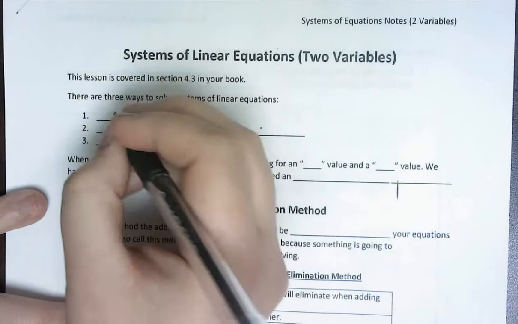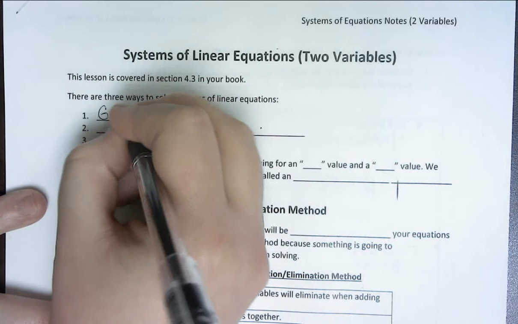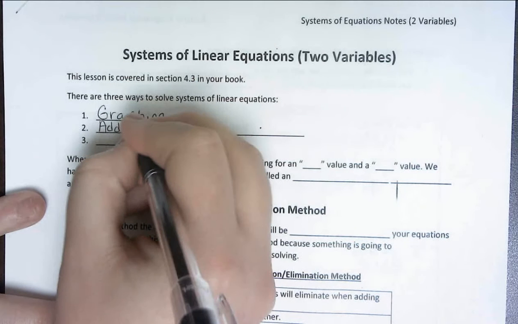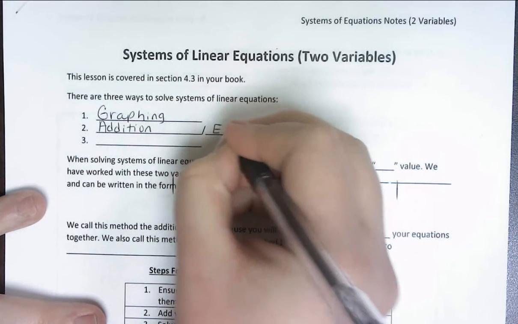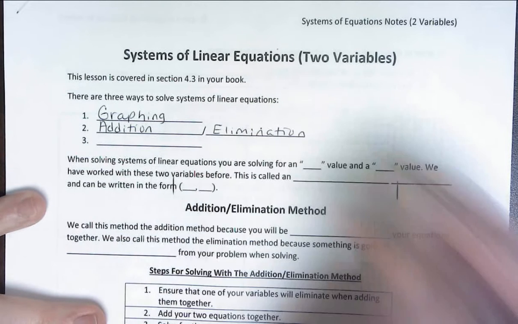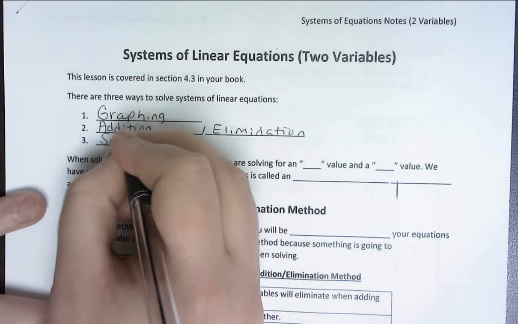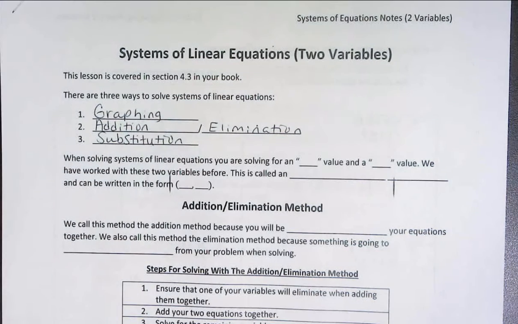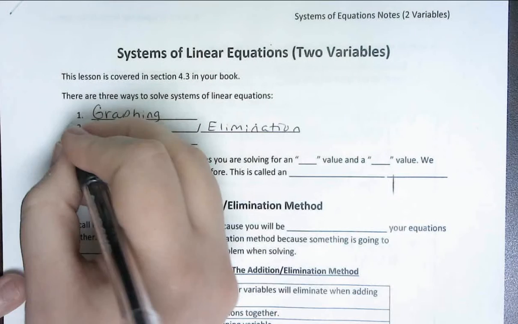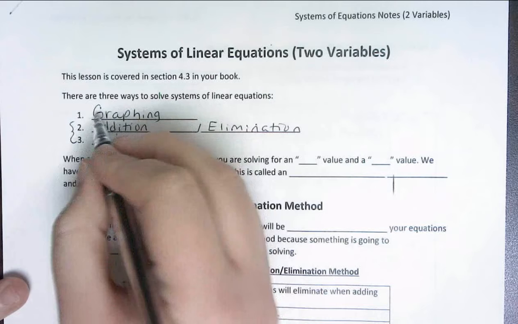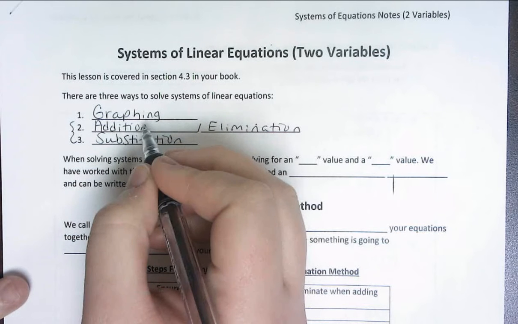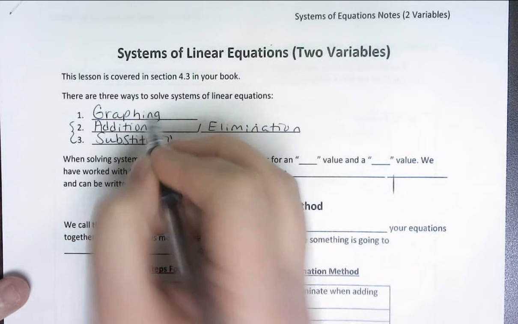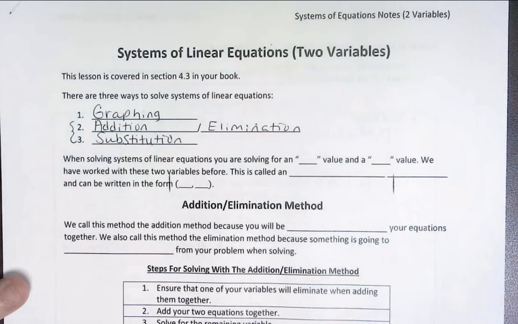The first way is by graphing. Then the addition, otherwise known as the elimination method, and substitution. All right, so we're going to focus on these second two methods. In graphing, we're not going to cover that in this lesson, but all you do is just graph your two equations and then find where they intersect, and that'll be your answer. But we're going to work on solving using these two methods right here.